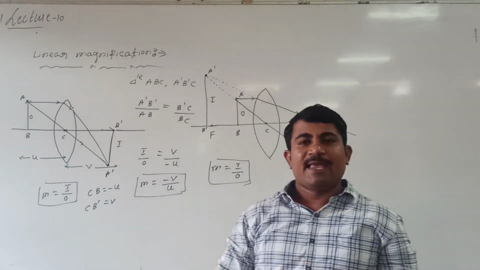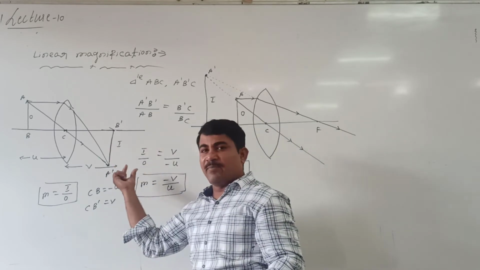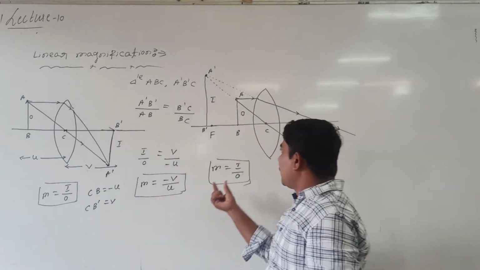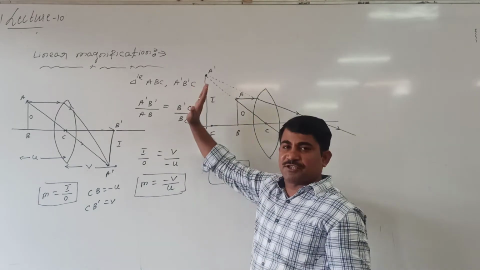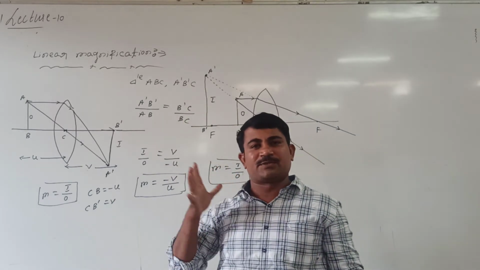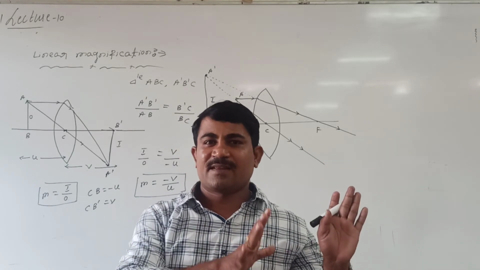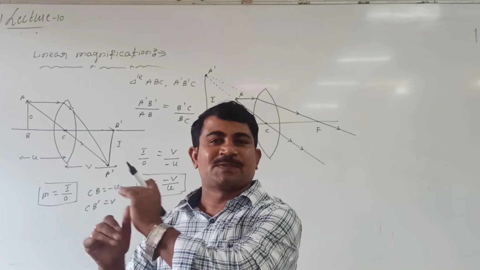So if the lens is convex and the image is real, linear magnification is always negative. But if the lens is convex and the image is virtual, linear magnification is always a positive value. And if the lens is concave, linear magnification is always positive.